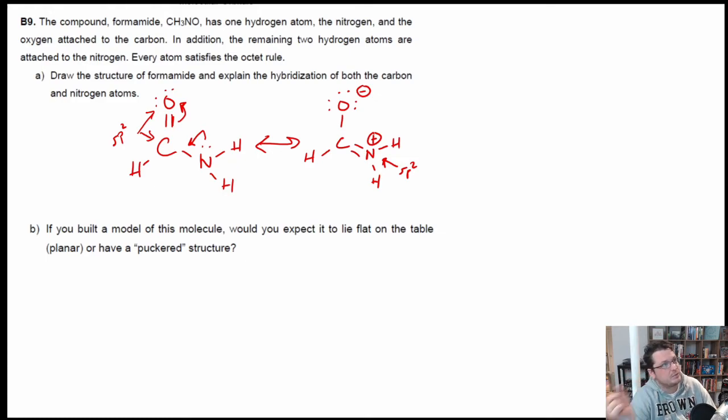The only way that you're switching between hybridizations is if there's a real chemical reaction that's happening, where something is coming in and either pulling out electrons from something, or you're forming brand new bonds. Those are the only two ways that you're really going to be changing any of the hybridization for what you have. And so now, part B is: if you built a model of this molecule, would you expect it to lie flat on the table or have a puckered structure?